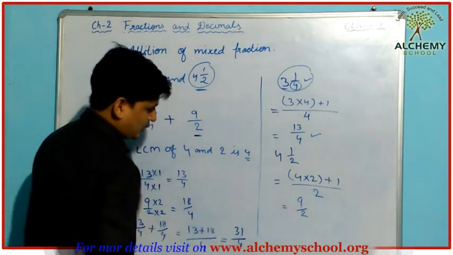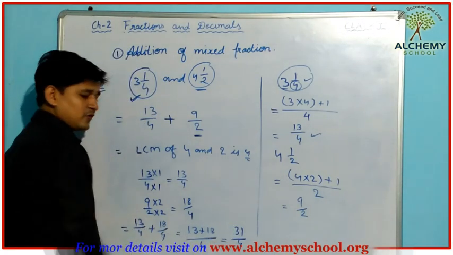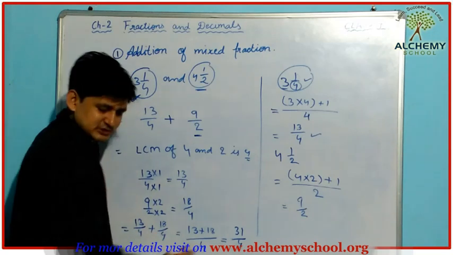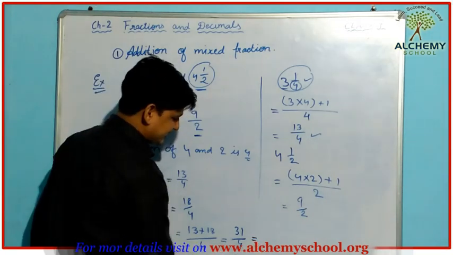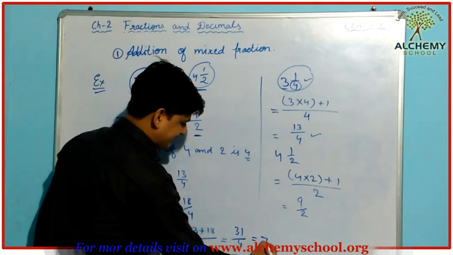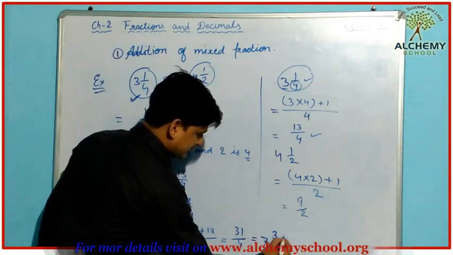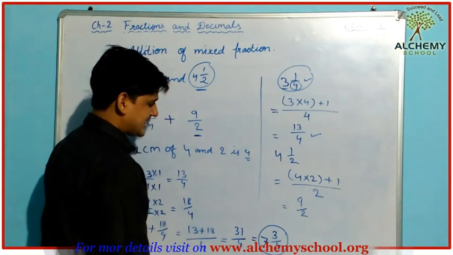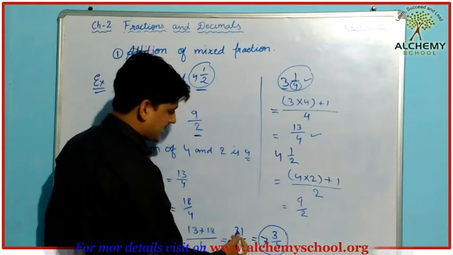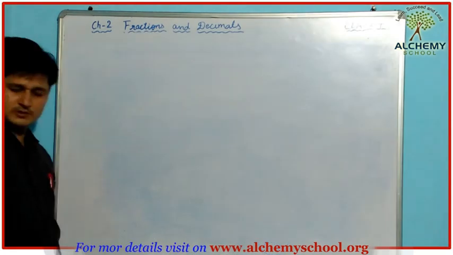We can change this 31 upon 4 into a mixed fraction. 4 7s are 28, so 7, and 31 minus 28 leaves 3 upon 4. So we have converted 31 upon 4 into the mixed form, 7 and 3 upon 4.